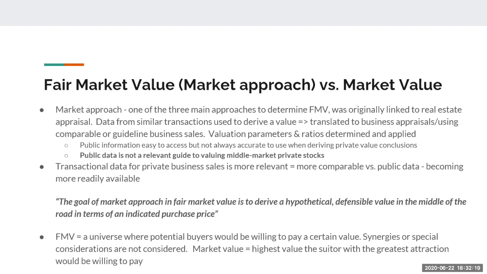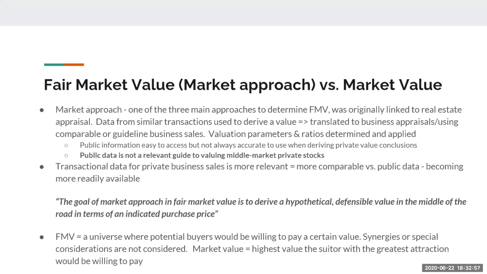Usually this was linked to things like real estate appraisals or sales, where they generated a value by looking at data from similar transactions. So other sales in the area or in that same market. When you think about buying or selling a home, you're looking at the square footage and other comparable qualities, and what that property sold for. This can be translated to business appraisals, where they're gathering data to find comparables or create a guideline price for a business sale.